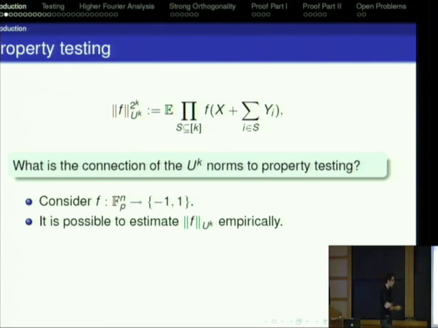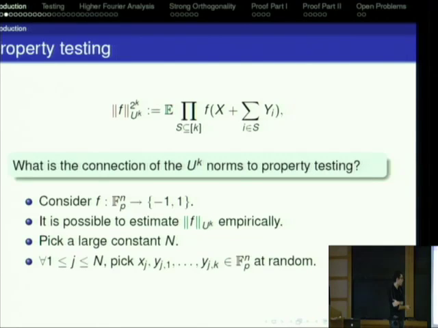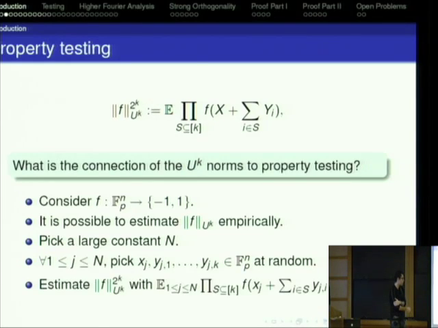And what exactly do I mean by that? We pick some constant n, a large constant, and then we pick empirical samples for these random variables x and y_i. So for every j between 1 and n, we pick a sample of these uniformly at random. Now, when you have these samples, you can estimate the expected value using them, with the average over all these j's between 1 and n of these products.